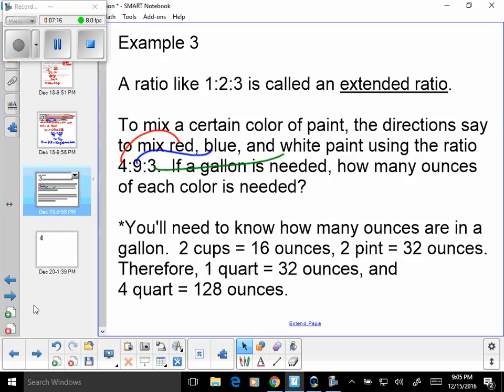I remember back in 5.2b when I said it kind of pays to remember that 128 ounces is in a gallon. Well, here's a perfect reason why. Otherwise, you have to go through the whole conversion that I show you down here. 2 cups is 16 ounces, 2 pints is 32 ounces. For 1 quart, you're going to get 32 ounces because there's 2 pints in a quart. And then 4 quarts, so 4 times 32 is 128. So there's where it pays to know your conversion.